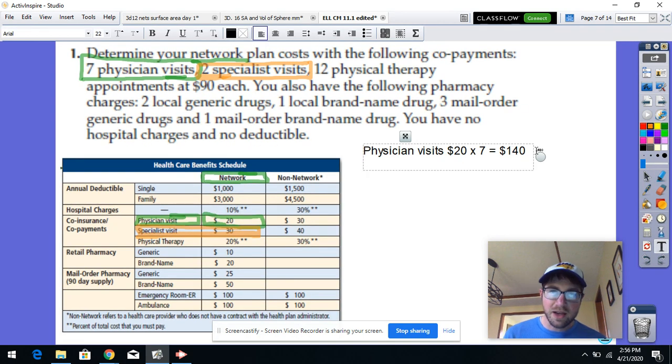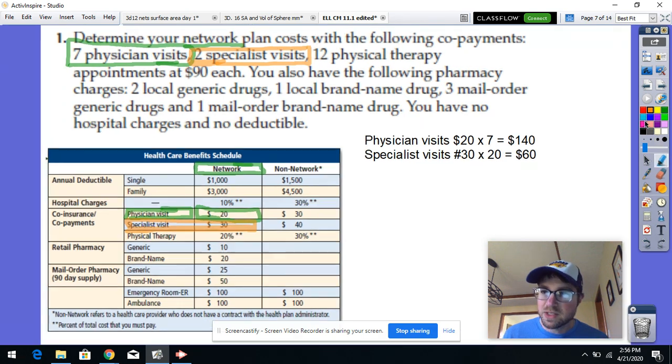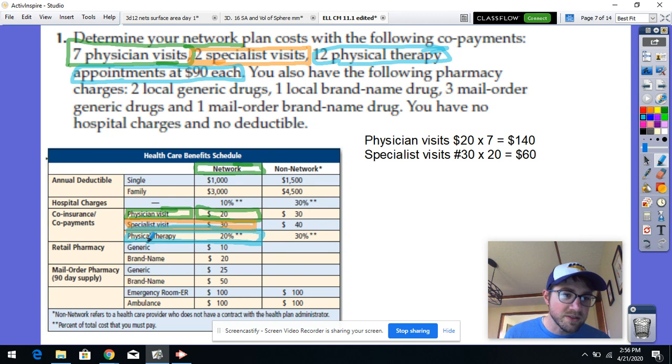And so I'm going to add to what I have already. For our specialist visits, those are $30 each, and there are 2 of them, so total $60. After that, 12 physical therapy appointments at $90 each. Now physical therapy appointments in this healthcare plan, it's not a set dollar amount. It is instead 20% of whatever cost they give us. So each appointment is 20% of $90, which means we're going to be multiplying.